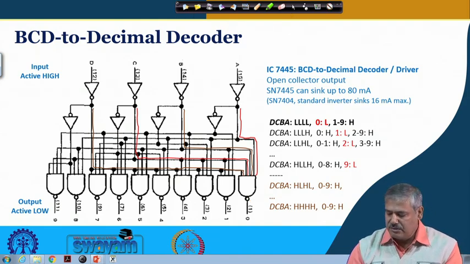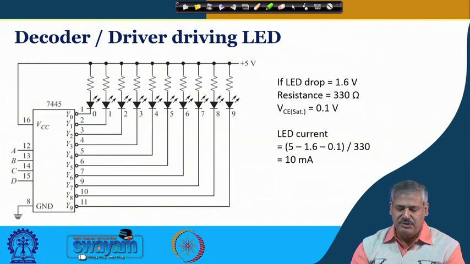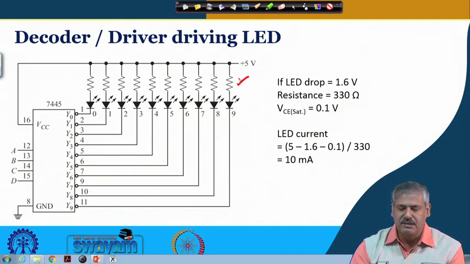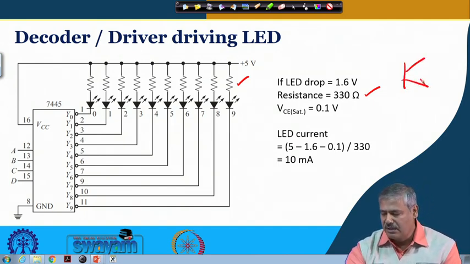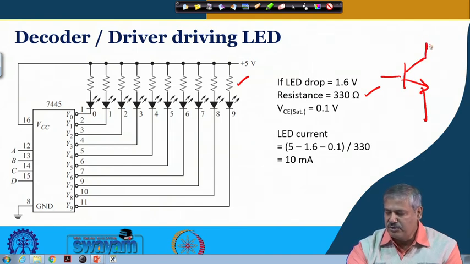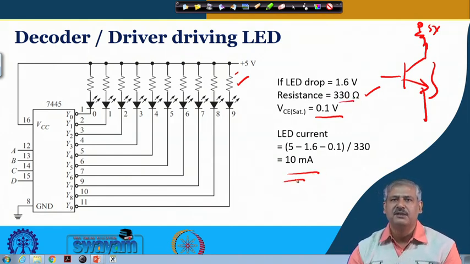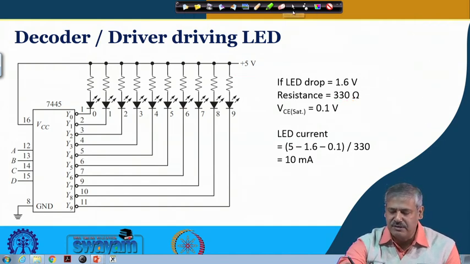So, we can see one example. This is a decoder driver, and here LEDs are connected. If the LED drop here we consider as 1.6 volt, and the current limiting resistance is 330 ohm. We know how the open collector output works. This is the output stage, where it remains open, and you are connecting it through a resistance to the 5 volt supply. So, this is in saturation. If we consider the saturation voltage is 0.1 volt, then the LED current here is 10 milliampere. This is the way we can calculate. For any other value of the resistance, the current will be different, so the LED will be brighter or a little less bright. We can do a simple calculation around it.